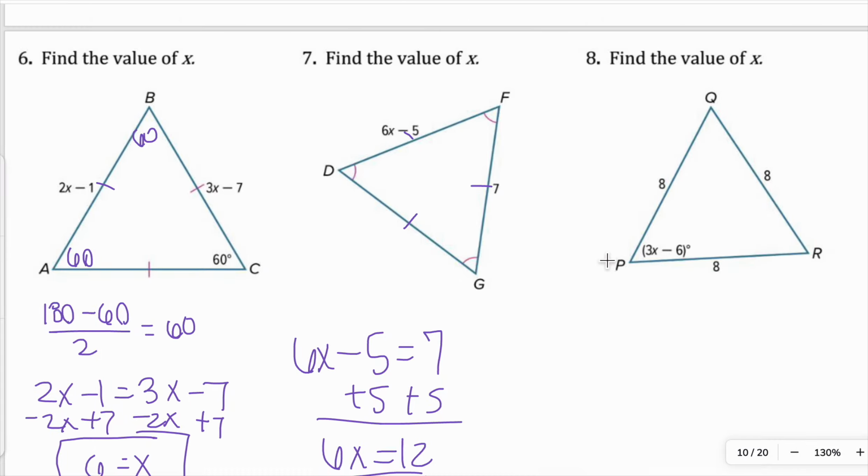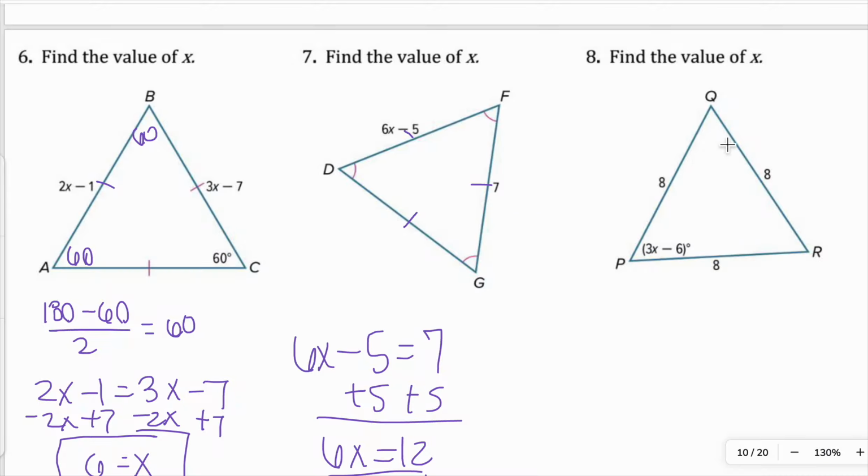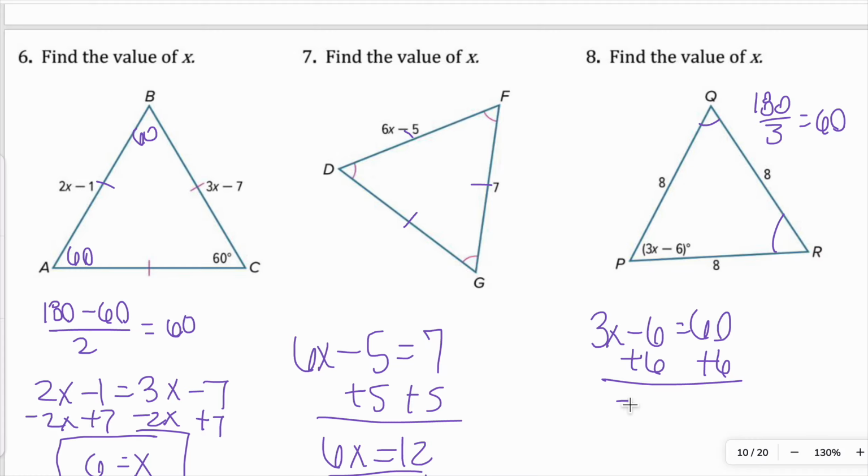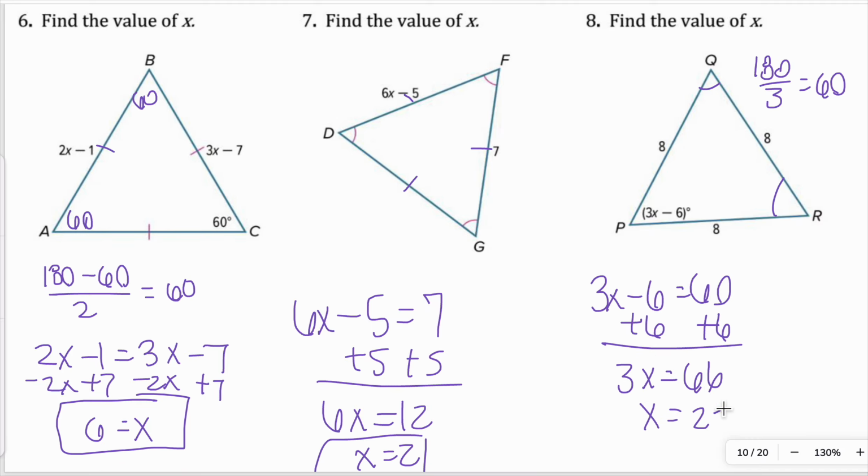And then for number 8, all these are the same sides. That means all my angles are the same. So I could take 180 divided by 3 angles. I'm going to get 60 degrees for each one. So 3x minus 6 is equal to 60. Adding 6 to both sides, I get 3x is equal to 66. So x is equal to 22.